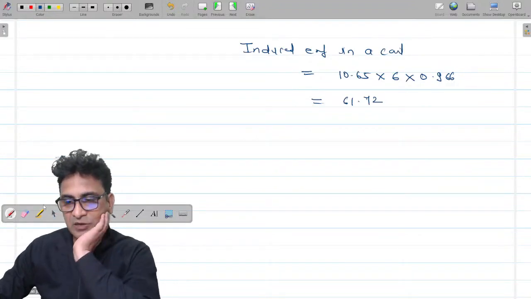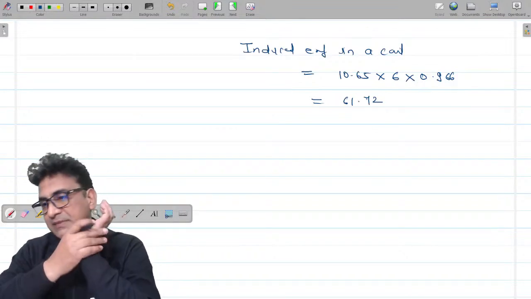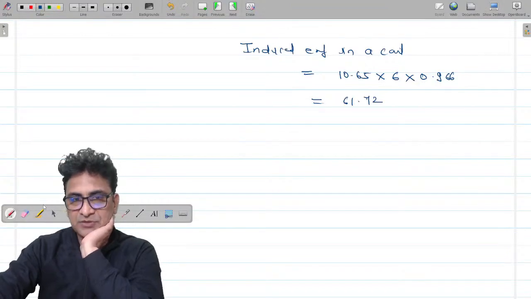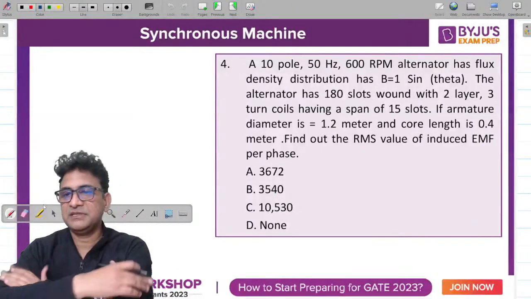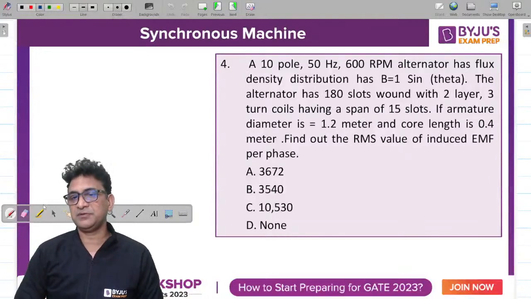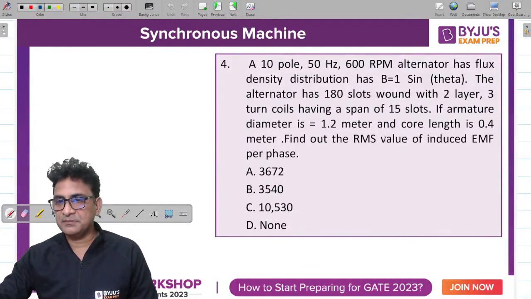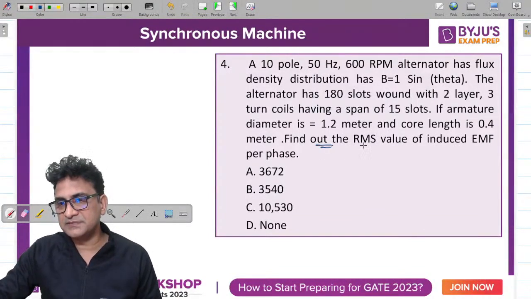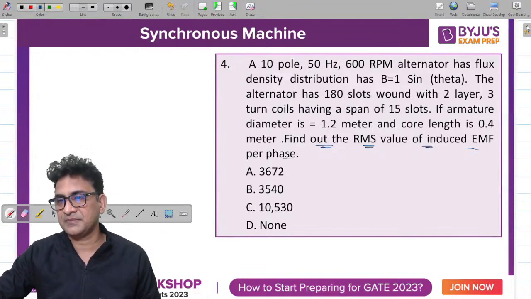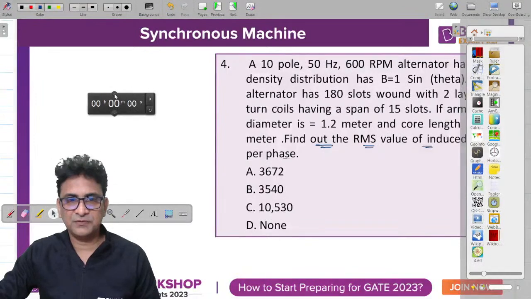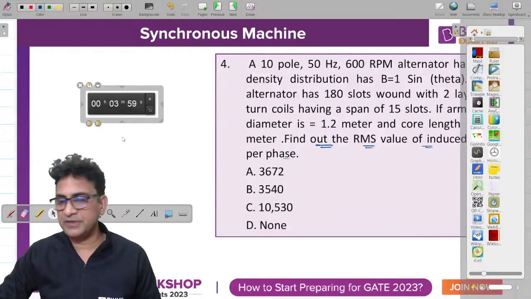Okay. Now I will tell you how to find out the induced EMF per phase. I will use the same data as in question number 4, and using the same data you have to find out the RMS value of induced EMF per phase. I am giving 4 minutes to solve this question, and your time starts now.